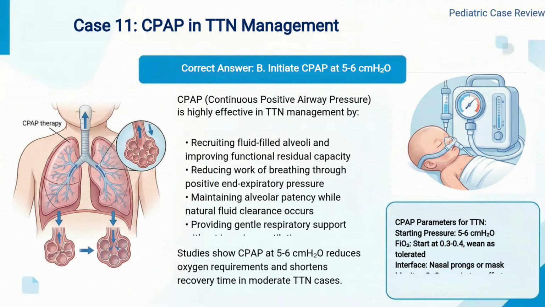Studies show that continuous positive airway pressure at 5 to 6 centimeters of water reduces oxygen requirements and shortens recovery time in moderate cases. Parameters to use: starting pressure 5 to 6 centimeters of water, inspired oxygen fraction starting at 0.3 to 0.4 and weaned as tolerated, using nasal prongs or mask as the interface, and monitoring oxygen saturation, respiratory effort, and comfort.